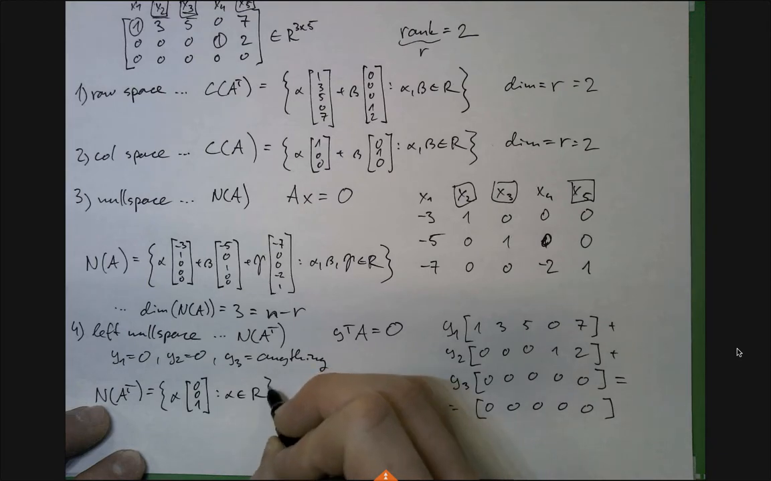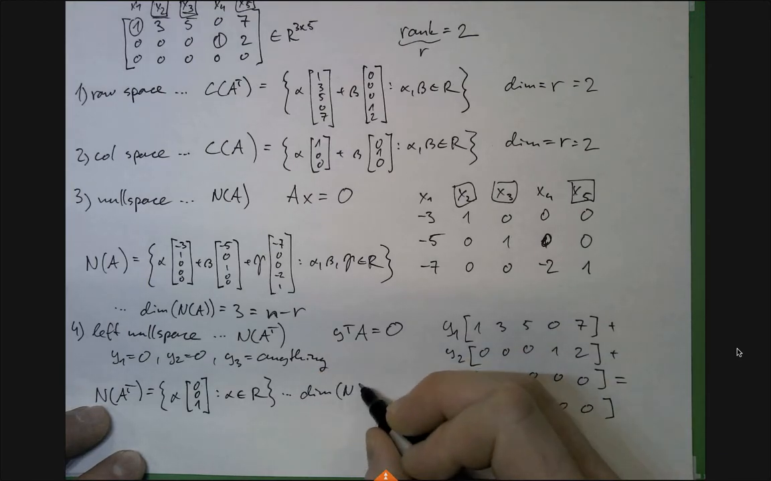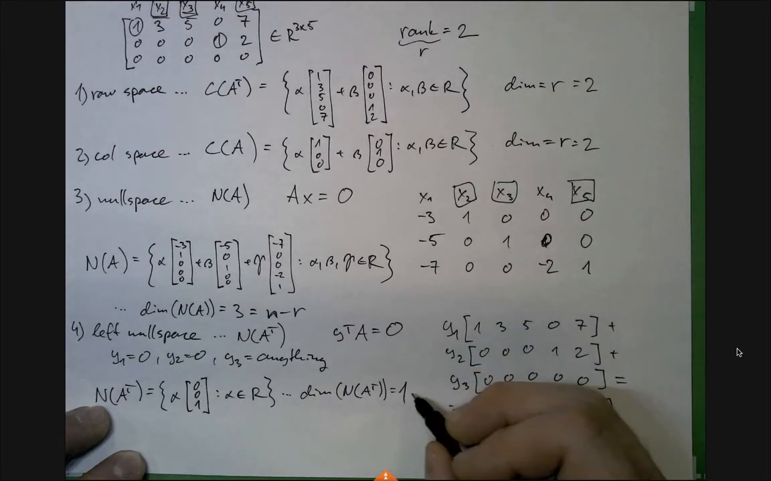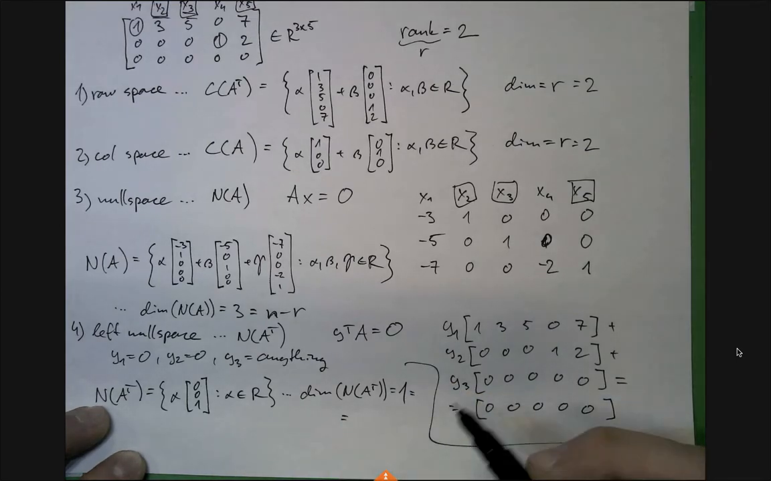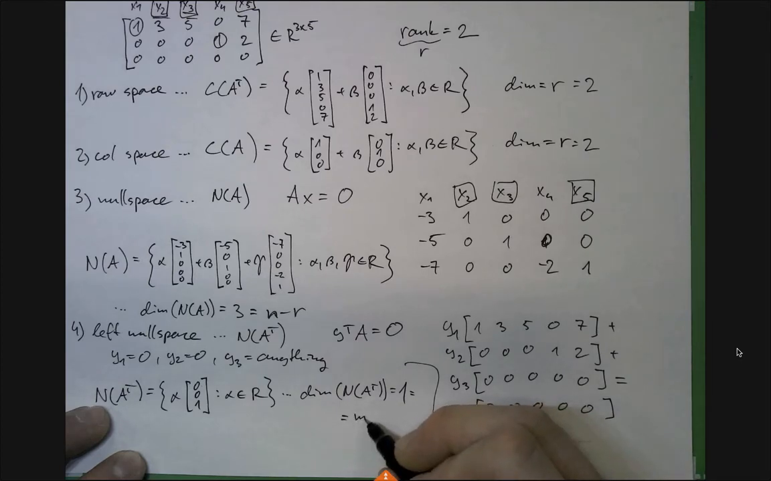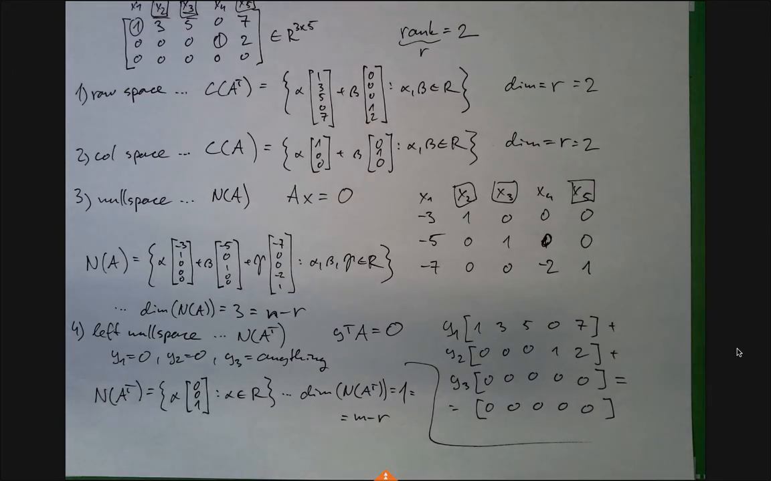Alpha is real. So the dimension of the left null space is 1, which happens to be exactly equal, because that's what it has to happen. That's exactly m minus r, right? m was the number of rows, that's 3, the rank is 2, so indeed everything is cool here. Okay?